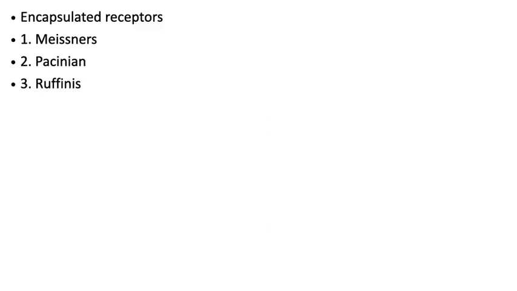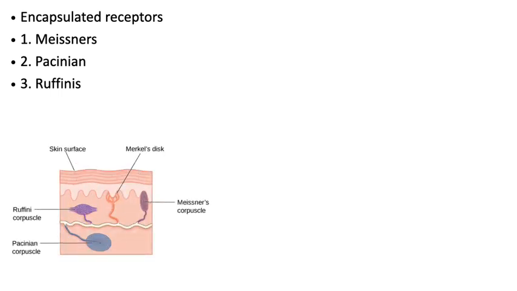Encapsulated, that is covered with a capsule: these are Meissner's corpuscle, Pacinian and Ruffini. Where is Meissner's? They are extremely sensitive to touch and two-point discrimination. So that is the Meissner's corpuscle. Where is it present? In the dermal papilla of the skin. It is shown here. Yes, this is the Meissner's, present on the dermal papilla.